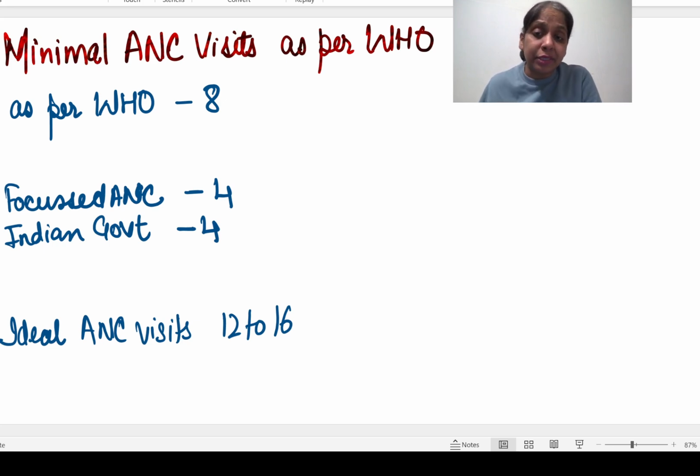Ideal ANC visits, the visits which we give in the hospitals, which we ask the patient to come for, are 12 to 16. That is one visit every month up till 28 weeks, that is the second trimester. Thereafter one visit every fortnight or 15 days, and in the last month one visit every week. That counts to almost 12 to 16 visits.